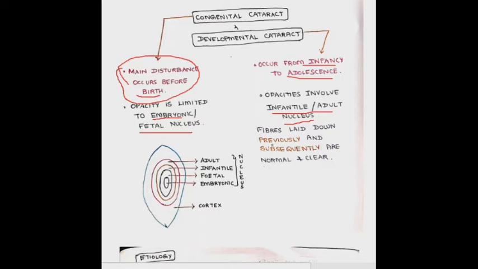Here in developmental cataract, fibers laid down previously and subsequently are normal and clear. This sentence you have to clearly understand: in developmental cataract, infantile and adult nucleus are opaque. So the embryonic and fetal nucleus in the developmental cataract may be normal and the later forming adult nucleus may also be normal. Only at the time of the degeneration, the infantile and adult nucleus affected becomes opaque. In case of congenital cataract, at the time of birth, the fibers formed are opaque. Later formed fibers like infantile and adult nuclear fibers are normal in congenital cataract.